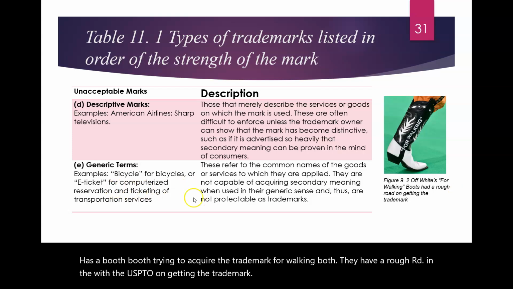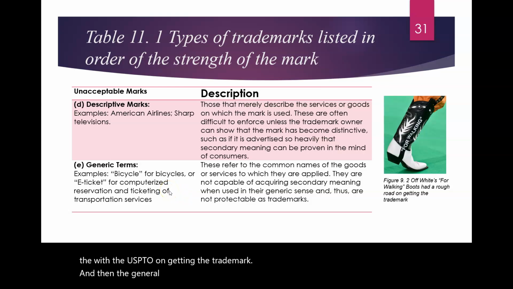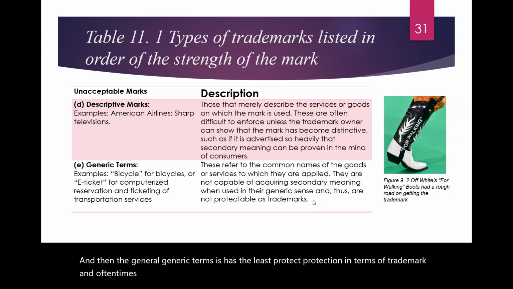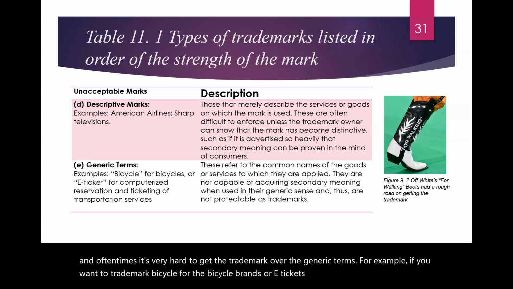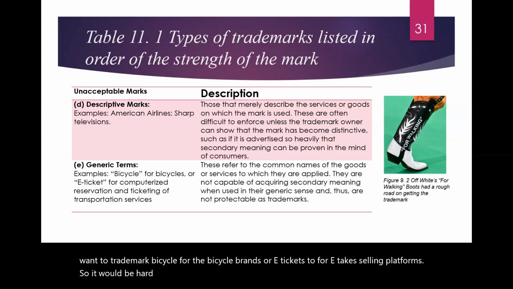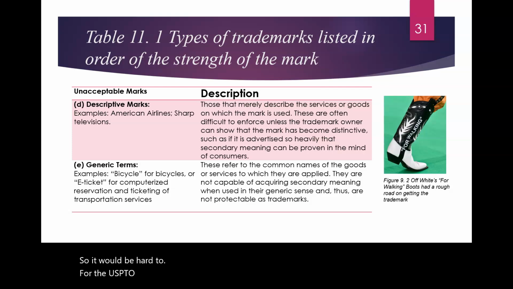And then generic terms have the least protection in terms of trademark, and oftentimes it's very hard to get a trademark over generic terms. For example, if you want to trademark bicycle for bicycle brands, or e-tickets for e-ticket selling platforms, it would be hard for the USPTO to grant you the trademark on these generic terms.